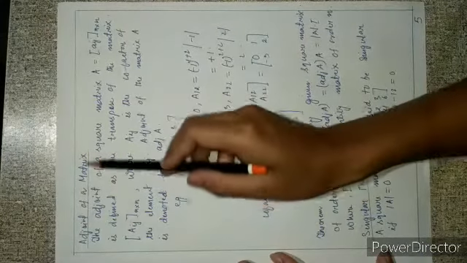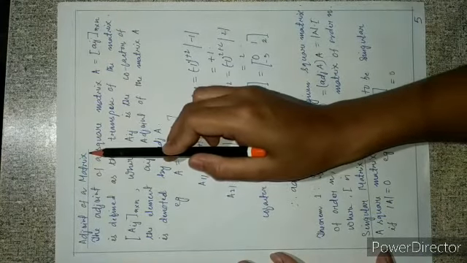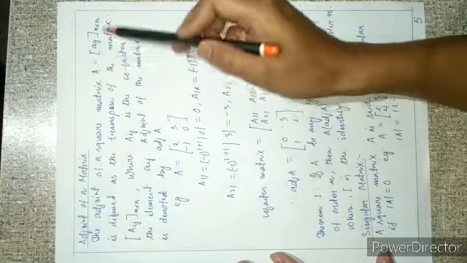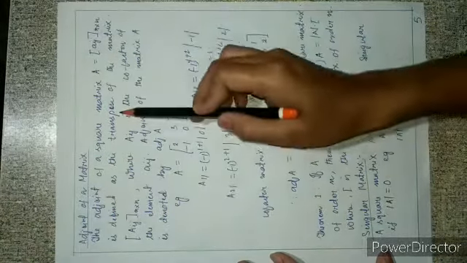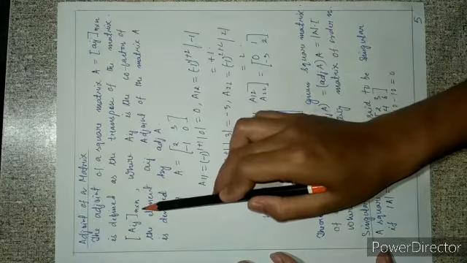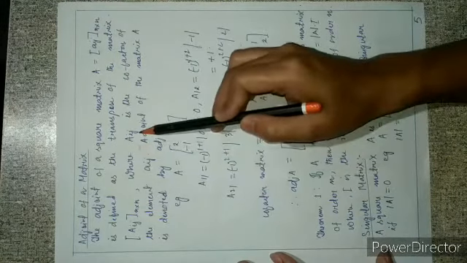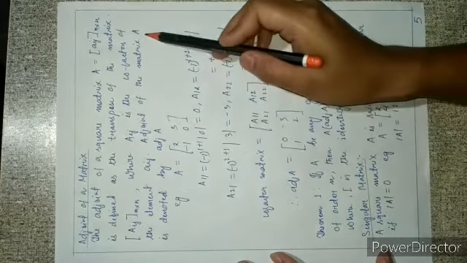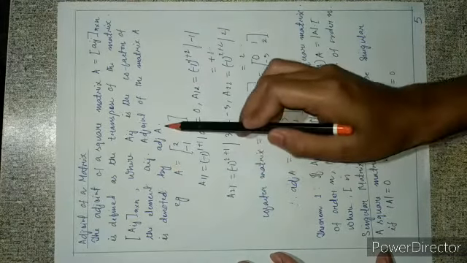Next topic is adjoint of a matrix. First, let's define adjoint of a matrix. The adjoint of a square matrix A of order n is defined as the transpose of the cofactor matrix, where capital Aij is the cofactor of element aij. The adjoint of the matrix A is denoted by adj A.